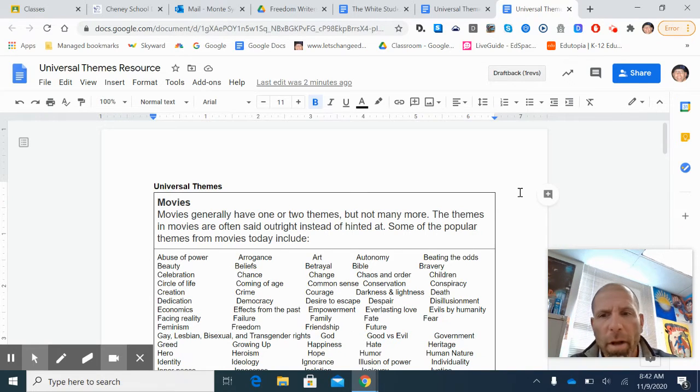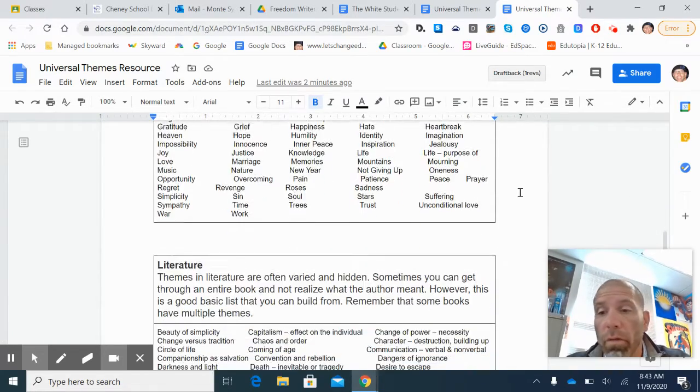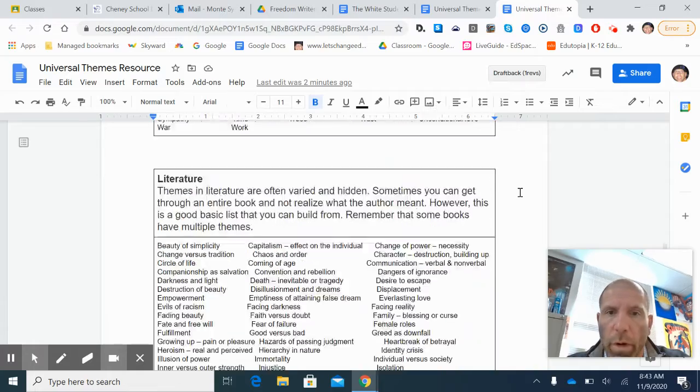Welcome to second quarter. This is a walkthrough for today's main learning task. It's going to be an introduction to universal themes. I'm beginning with the resource that will be attached to today's work. We will use it multiple times this quarter.